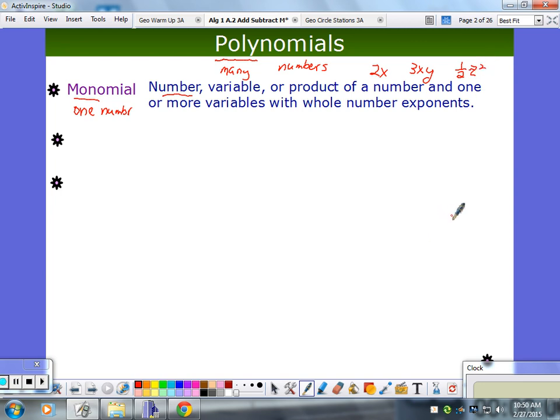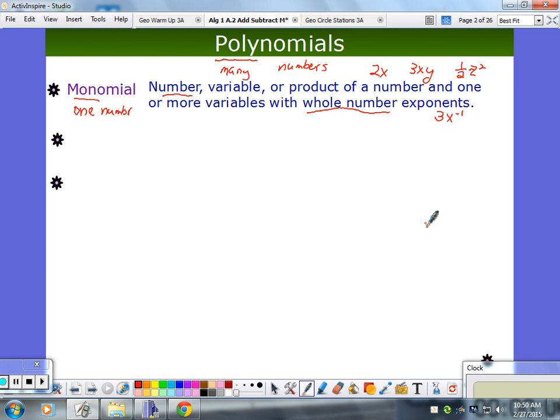Is that a monomial? How come, Ryan? Because it's just a number. And this is z times z, right? Multiplying variables. That would be a monomial. And here's what's important, whole number exponents. So if I had 3 times x to the minus 1, is that a monomial?